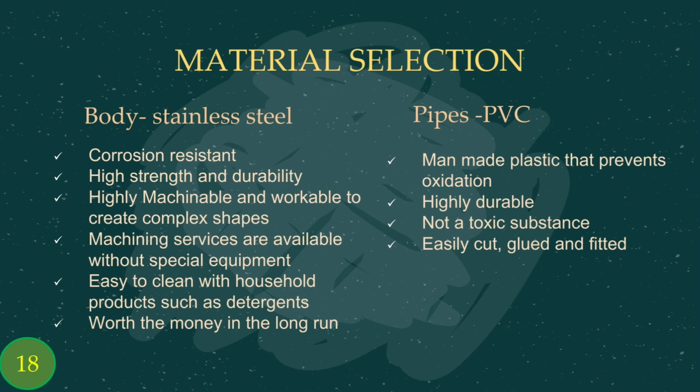So now I will be talking about the material selection. First, for the body, we chose stainless steel. Why? Because it is corrosion resistant, high strength and durable. It's highly machinable and workable to create complex shapes. Machining services are available without special equipment, it is easy to clean with household products such as detergents, and it's worth the money in the long run. For the pipes, we chose PVC. Why? Because it's a man-made plastic that prevents oxidation. It's highly durable, not a toxic substance, and it is easily cut, glued, and fitted.